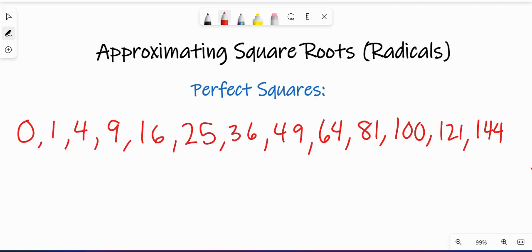So these are the list of perfect squares, right? Up to 12. So what we're going to be doing is approximating these and see where they are located on a number line and what integers they are in between. So let's take a look at the first problem.